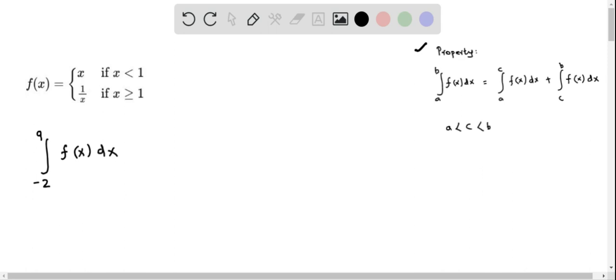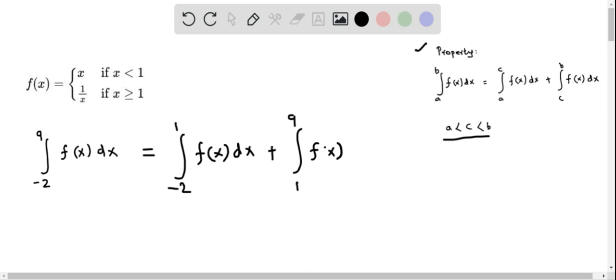That is, the integral from a to b of f(x) dx equals the integral from a to c of f(x) dx plus the integral from c to b of f(x) dx, where c is a point which lies between a and b. And so we can split this integral into two parts: the integral from -2 to 1 of f(x) dx plus the integral from 1 to 9 of f(x) dx, since 1 lies between -2 and 9.